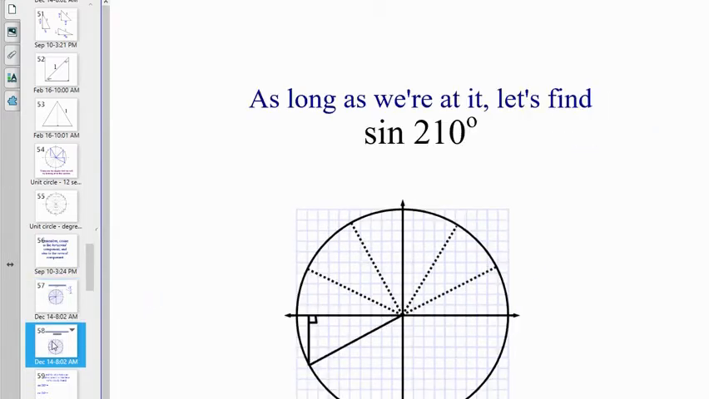As long as we're here, let's talk about sine. Sine of 210 degrees, same triangle, same setup, but now I'm looking at the vertical component. Vertical component of this is the short side of the 30, 60, 90 triangle, so it's a half, but because it's down, our answer is going to be negative 1/2. Sine of 210 degrees is negative 1/2.